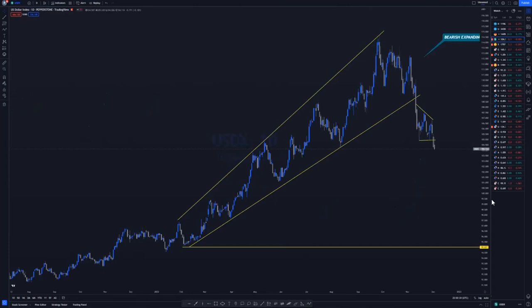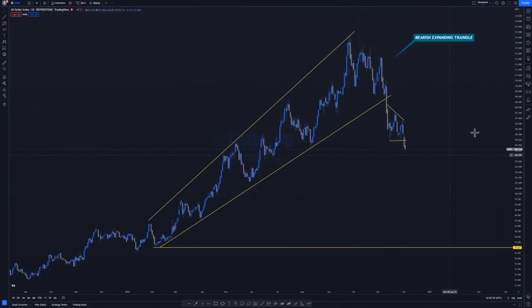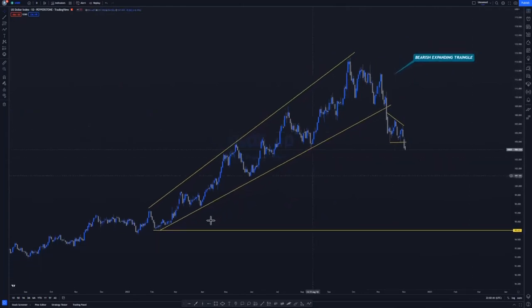So this is an example of a bearish expanding pattern. If you look at what the market is doing here in this bearish expanding pattern, this was an uptrend on the market, then that uptrend was broken, so we know that the market has to head to the downside until it reaches the level I've indicated there.